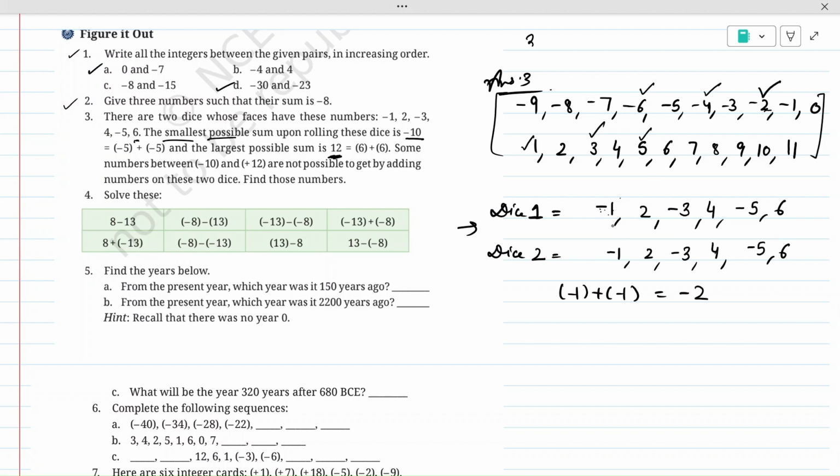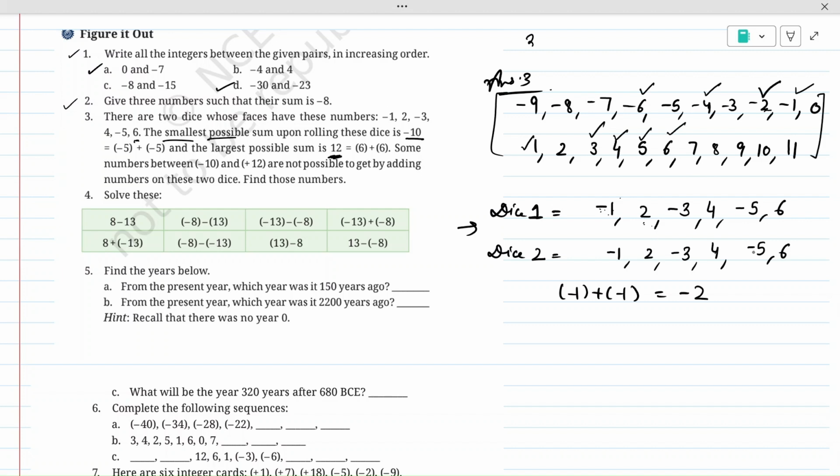Okay. Now -1 is done. We'll start with 2. 2 and -1 will give us 1, which is covered. 2 and 2 will give us 4. This is possible. 2 and -3 will give us -1. This number. 2 plus 4 will give us 6.